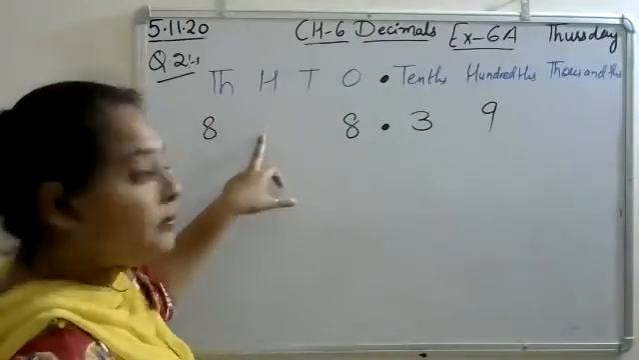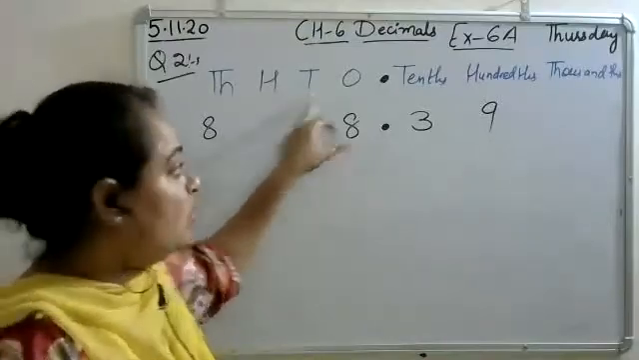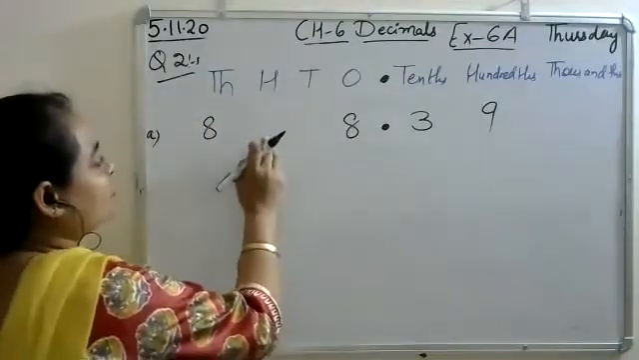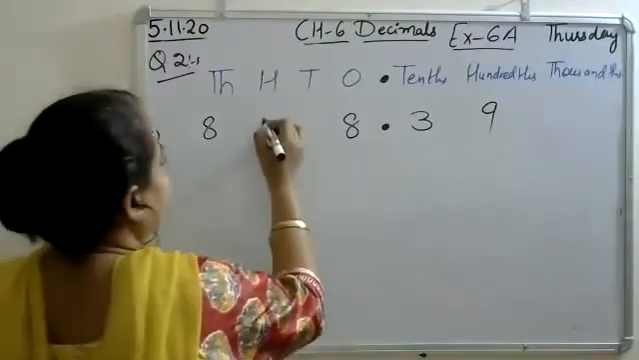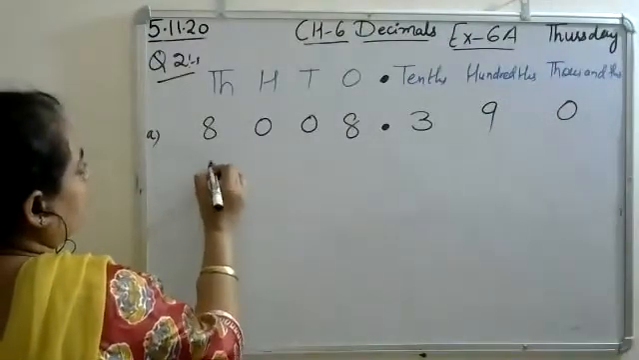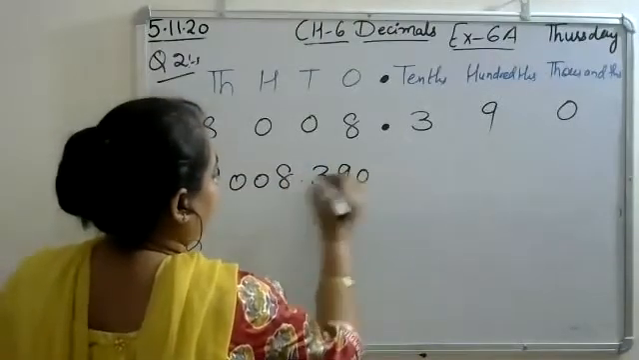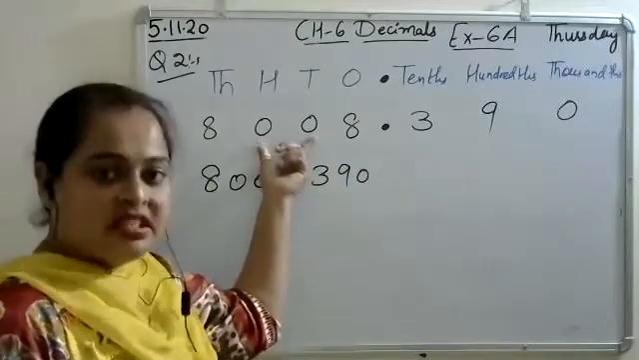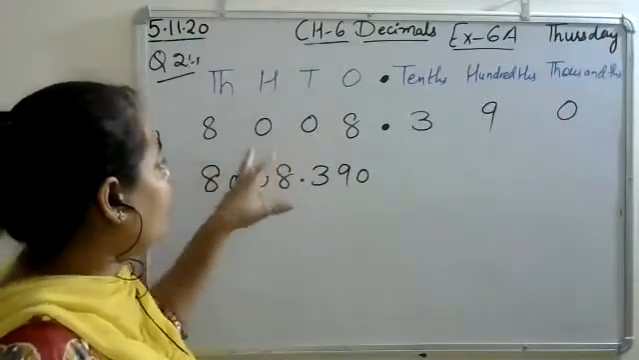Now tell me students, what about these two vacant places? 100 not given in your book, tens not given in your book, thousands not given in your book. Now tell me what about these places? 1, 2, 3. Very good, very good. We will write here 0. So this is 8008 decimal 390. Yes, this is very important. Vacant places filled by 0. Always fill the vacant places.